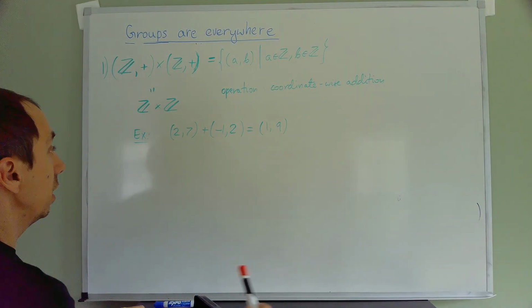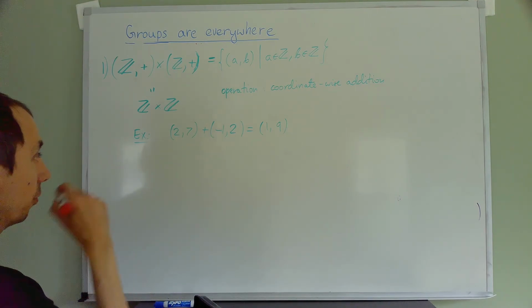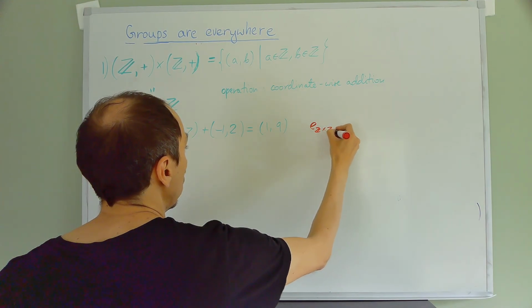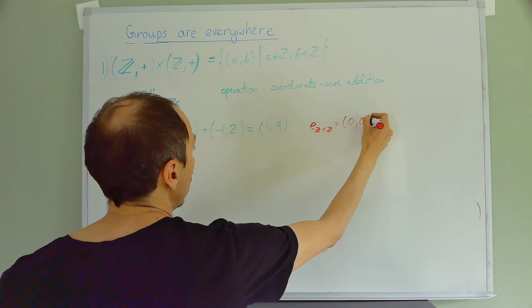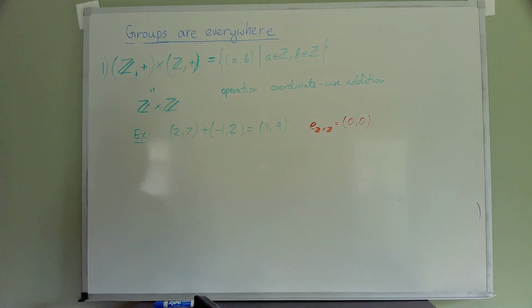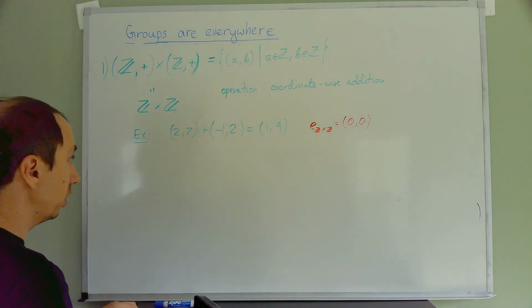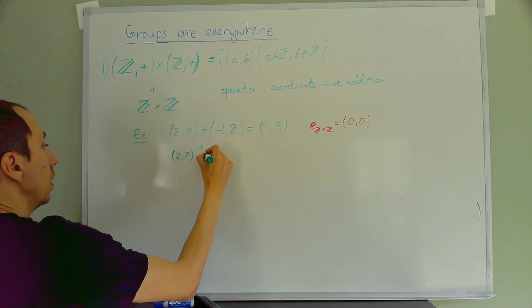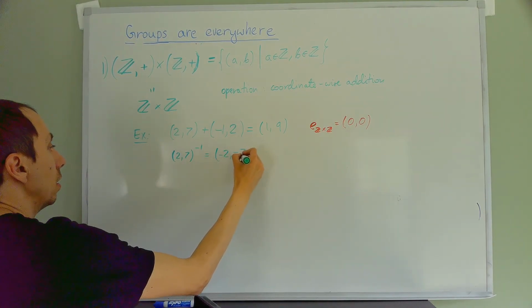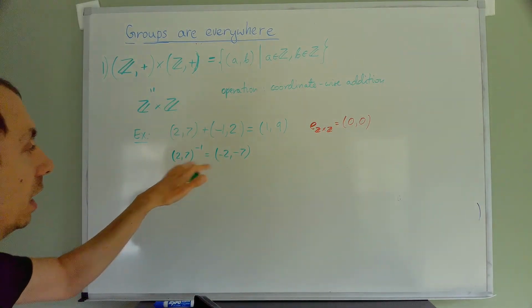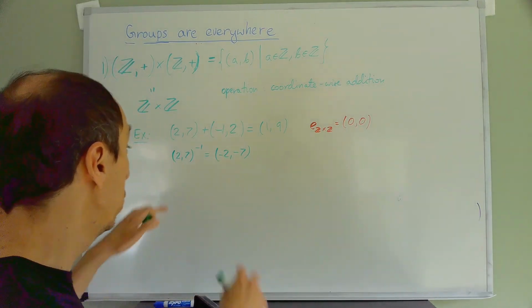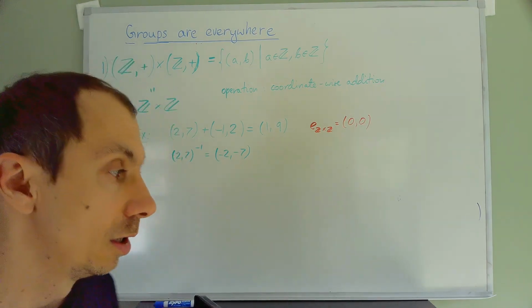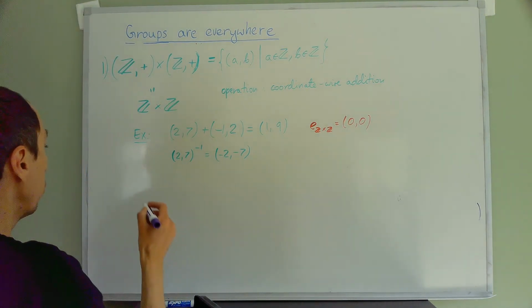Of course, the identity element in Z cross Z is just (0, 0). Fine, to complete this, let's write down an example of an inverse. So the inverse of (2, 7) is (-2, -7), because again, the operation is coordinate-wise addition, and surely (2, 7) plus (-2, -7) gives me the identity, (0, 0).